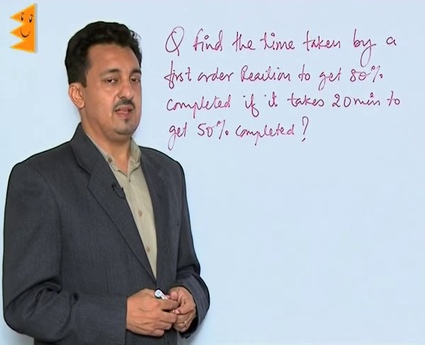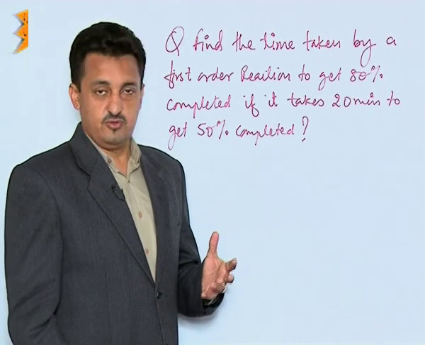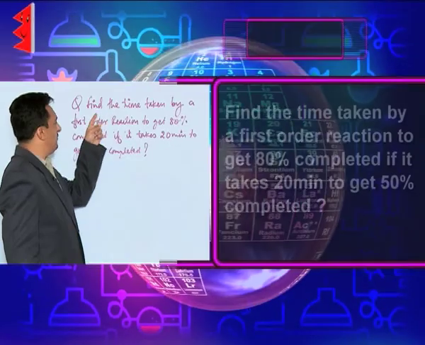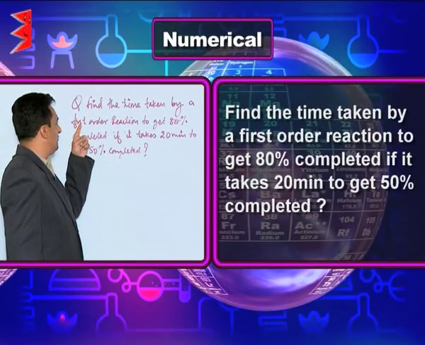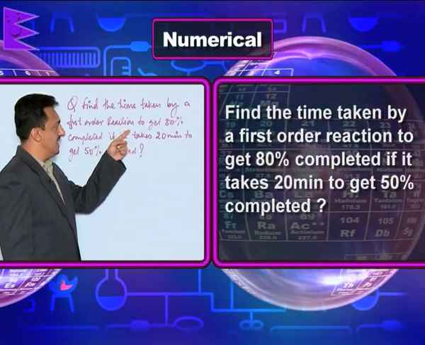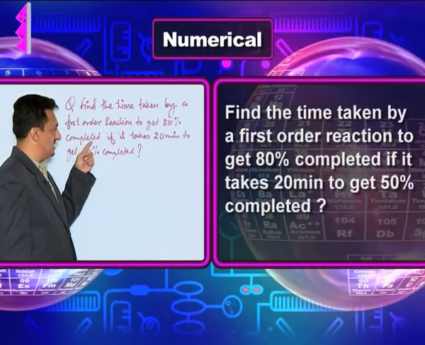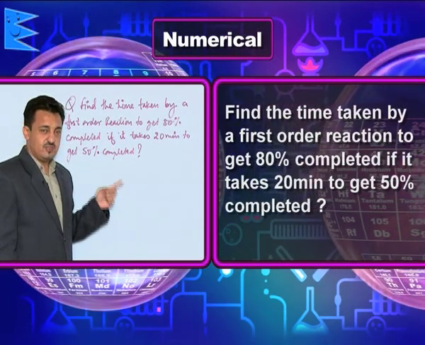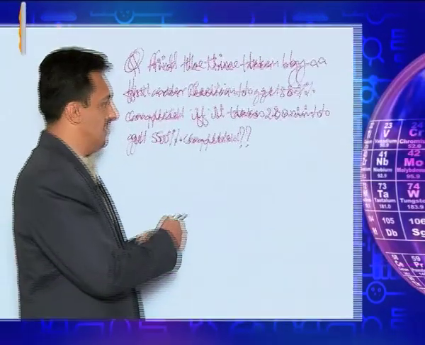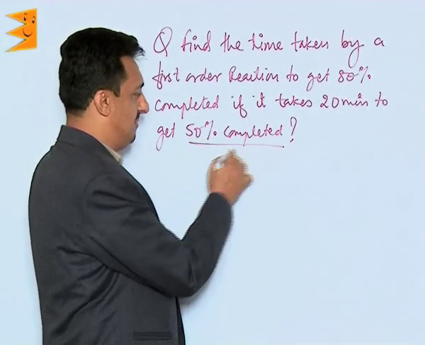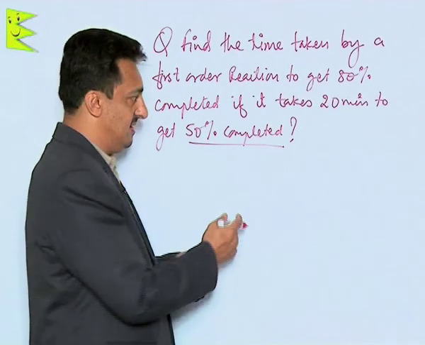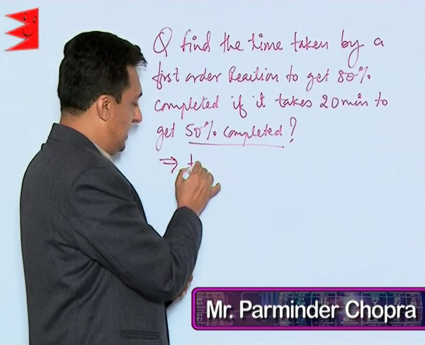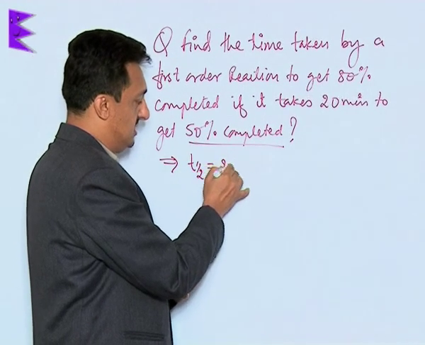Let us see a numerical of how the integrated rate equations can be used. The numerical is of first order. Find the time taken by a first order reaction to get 80% completed if it takes 20 minutes to get 50% completed. So there are two conditions given. It says it gets 50% completed, which means half of the reaction is completed. So time taken for this is 20 minutes. So from here we can clearly make out that the half-life of this reaction is 20 minutes.